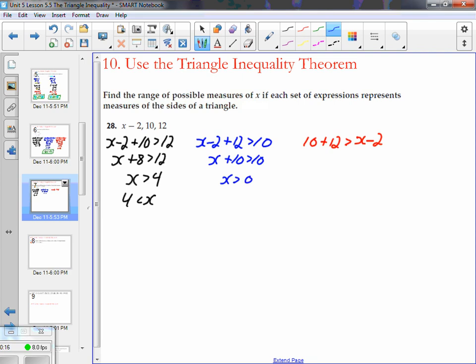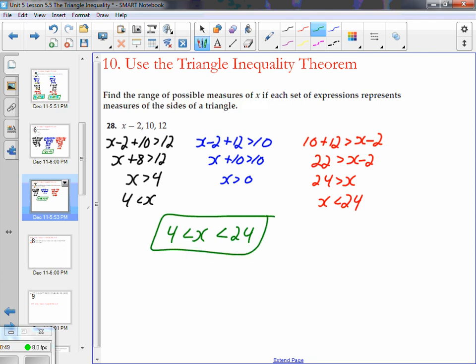We already knew x had to be greater than 0, because look, if it was 0, the length of that side right there would be negative, wouldn't it? So we know that can't happen. So we already knew that. And then in the red, 22 is greater than x minus 2. So 24 is greater than x. We prefer less thans. So x is less than 24. So as a compound inequality, 4 is less than x, and x is less than 24.